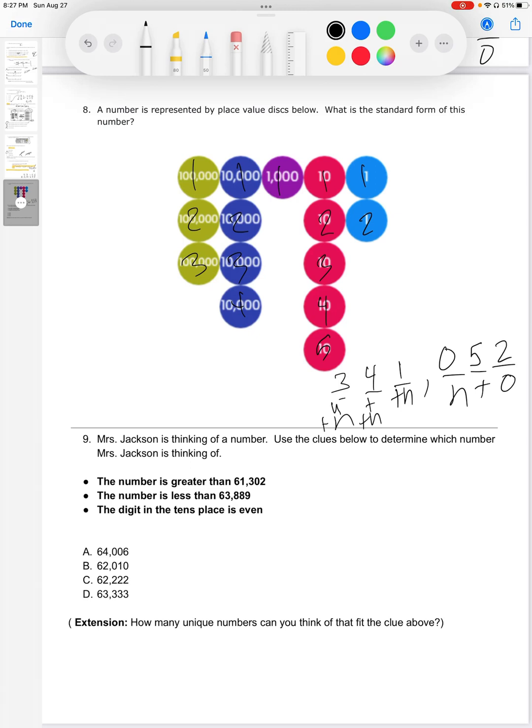So one way that kids can solve this, and we'll work on this moving forward, is to use a number line. Well, I know that the smallest this number can possibly be is 61,300, really 3, but I'll just put 302 here. The largest that this number can be is 63,889 because it says it is less than that. So I know that the answer is going to fall somewhere in between these two values.